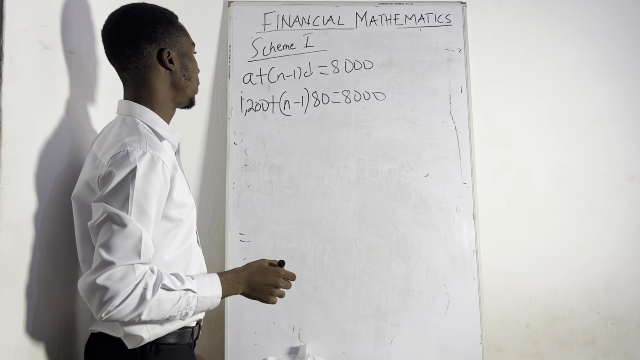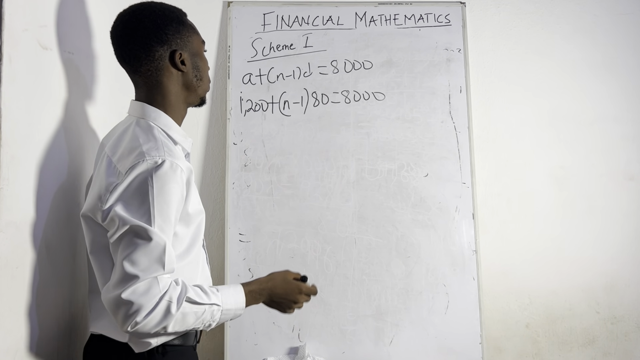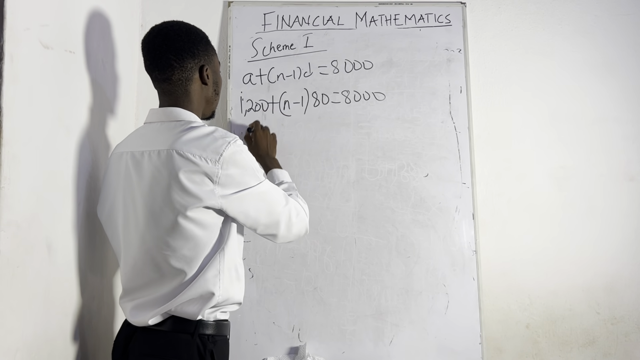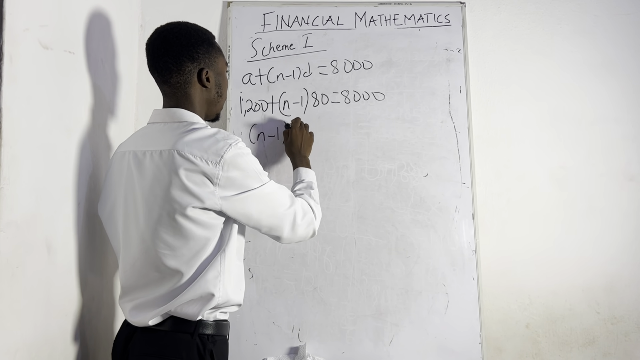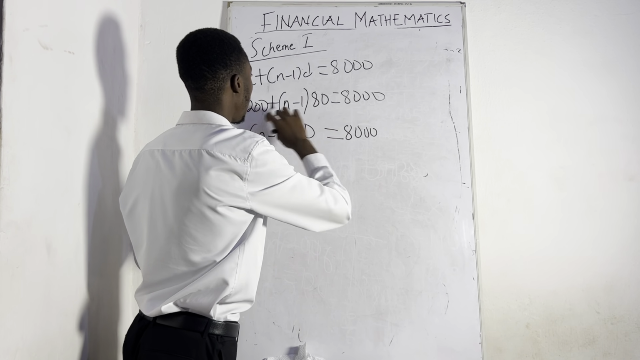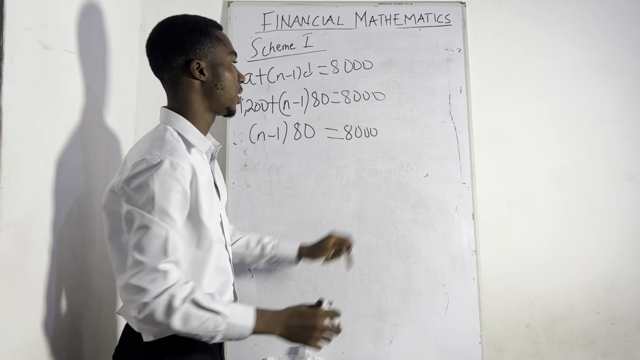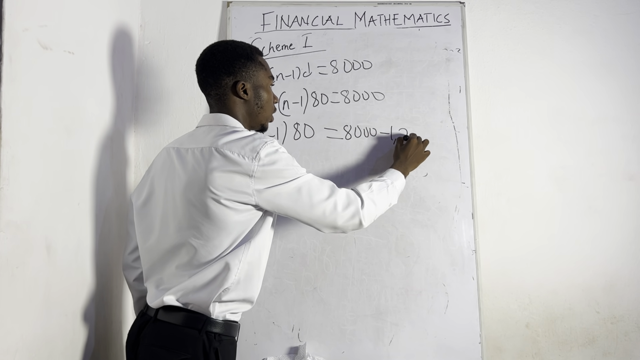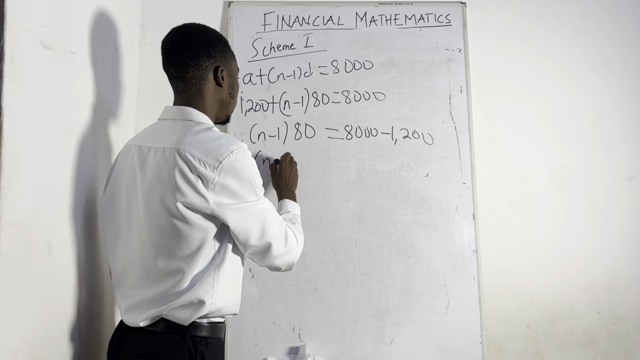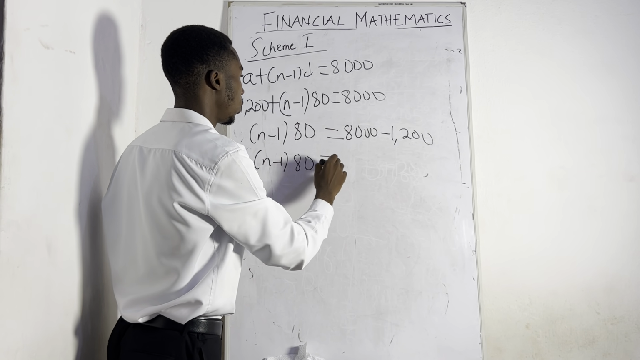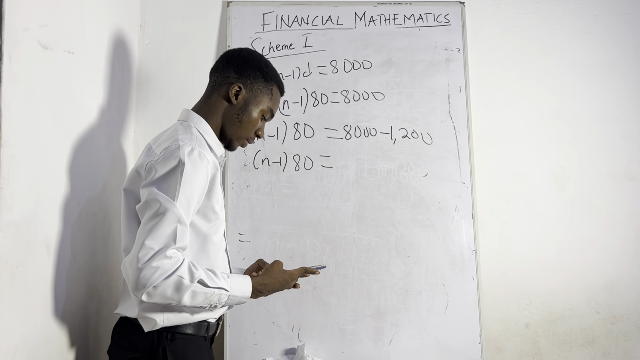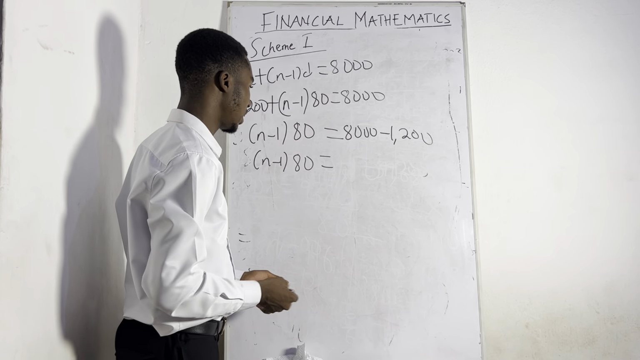So now our job is to make n the subject. So how do we do it? We can send 1,200 to this side. So we have, in brackets, n minus 1 times 80 is equal to 8,000 minus 1,200. So 1,200 will come here and become negative. Do you get it? So 8,000 minus 1,200, I'm getting 6,800.